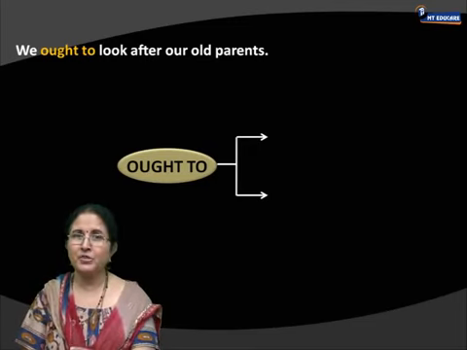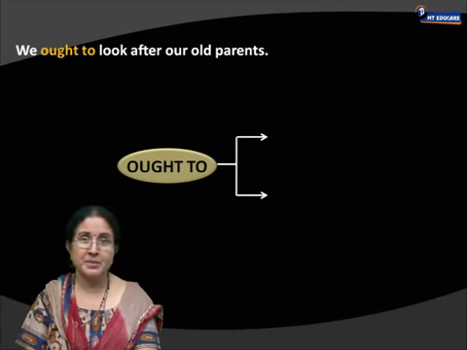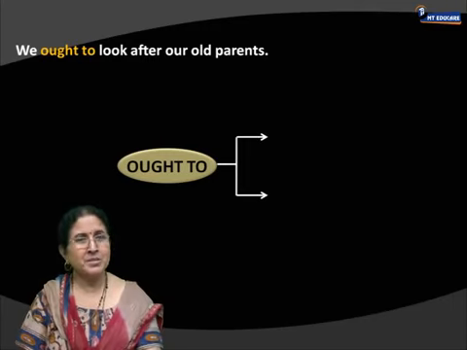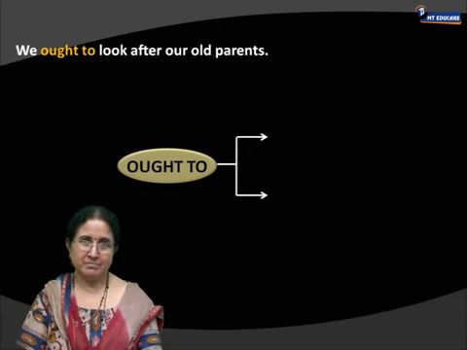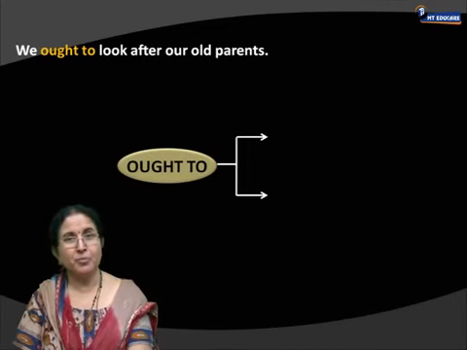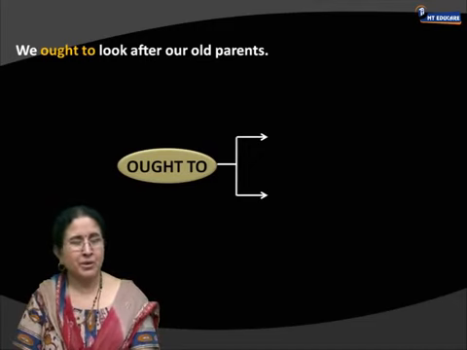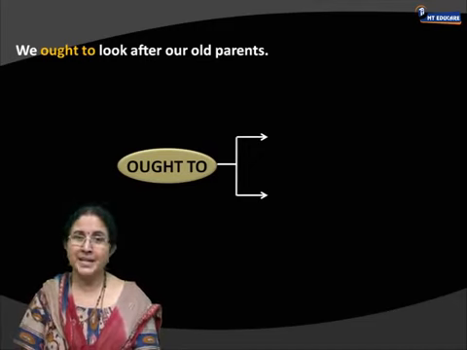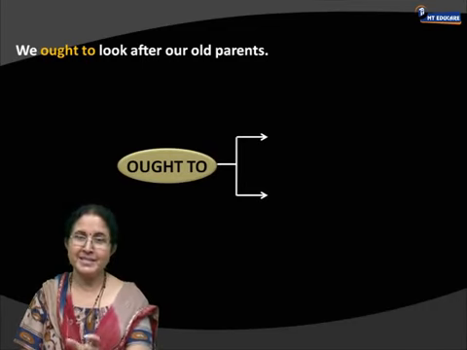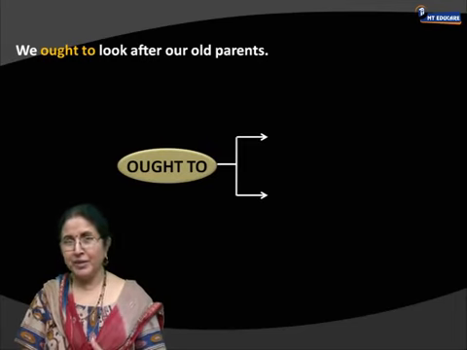We ought to look after our old parents. Supposing you don't look after your old parents, society will say, what a cruel person you are. Your mom is sick and you're going for a movie. Something tells you deep inside, oh, poor old parents, I must look after them. Mom is not well, I must help her. I have to help her out at home. Your friend needs help, I ought to help her. So this is moral obligation. In other words, so far we did obligation. Moral is if you don't do it, you feel guilty.